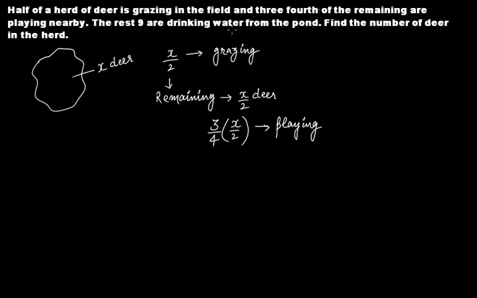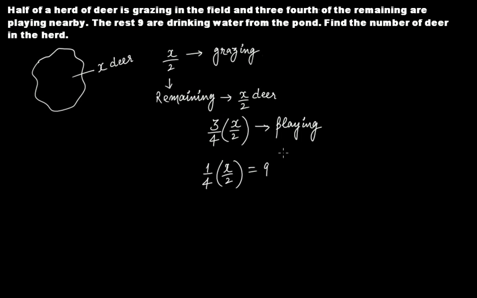So X by 2 are grazing, X by 2 deer were not grazing, they were remaining. Of this X by 2, 3/4 are playing. Now tell me how many deer are left that are not playing. That will be, 3 by 4 means what? Remaining is 1 by 4 of X by 2. They are not playing and they are actually drinking water, and this is equal to 9.